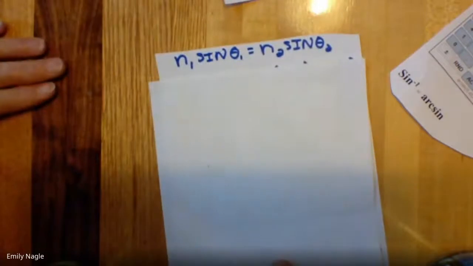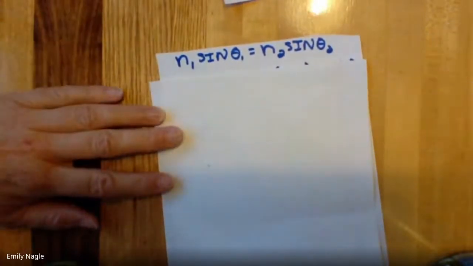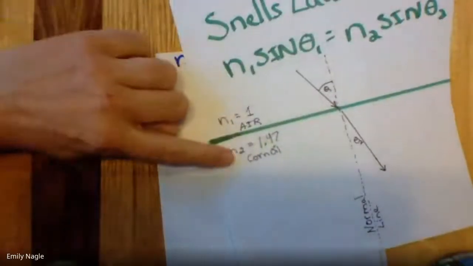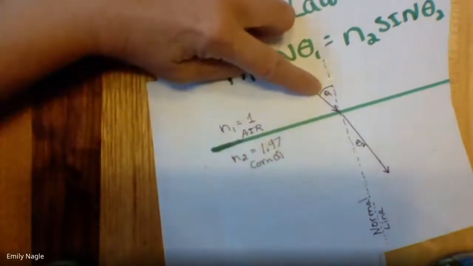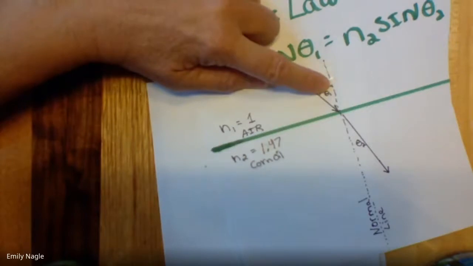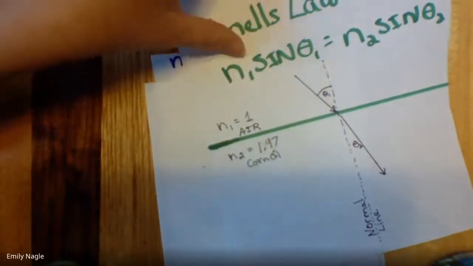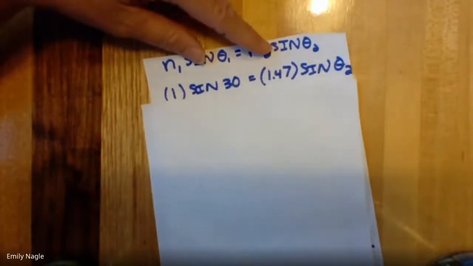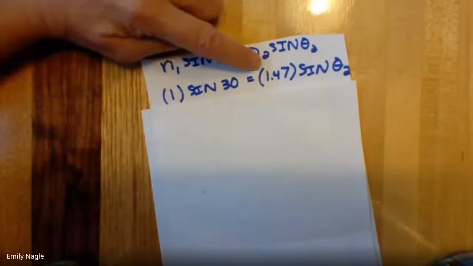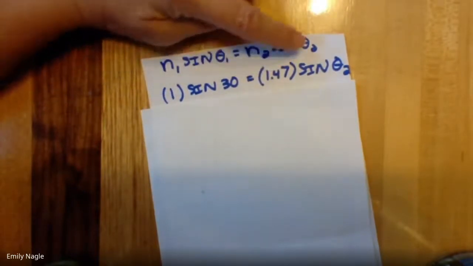Let's see if you guys can see this okay. How would you put all this information in? If you're looking at the first homework problem, you have air and corn oil, so there are your n's. I'm going to give you theta 1 or theta I, depending on what formula you use, and in our case, I'm just going to randomly say it's 30 degrees. So 1 sine 30 equals 1.47 sine theta 2.